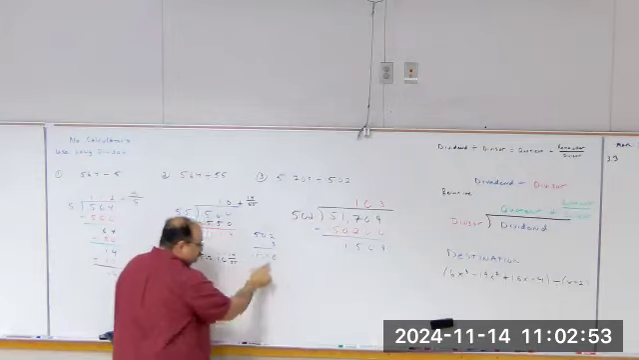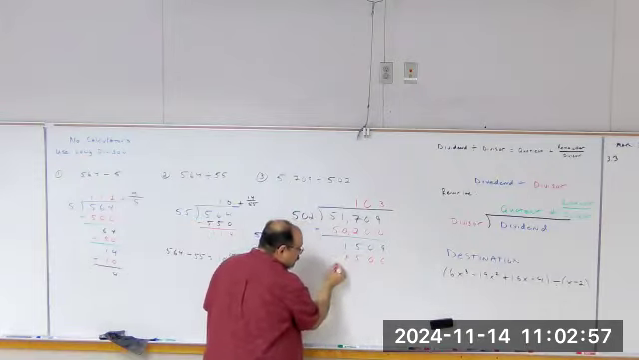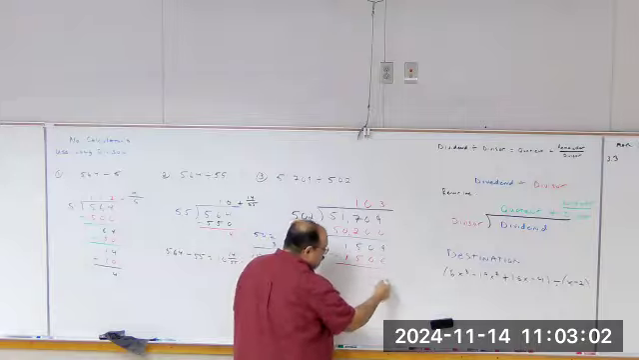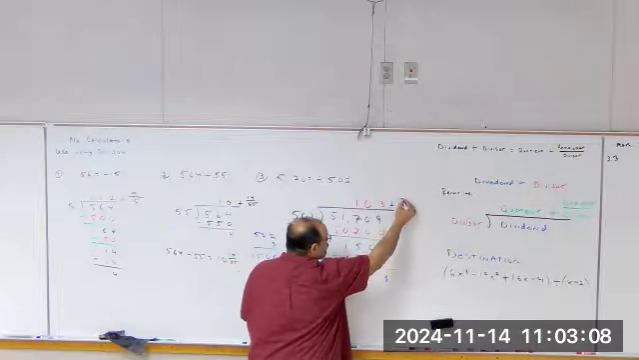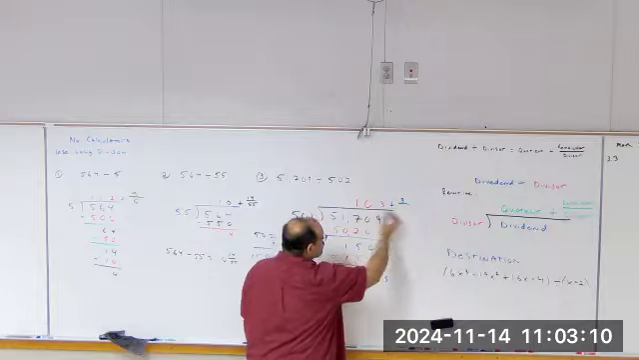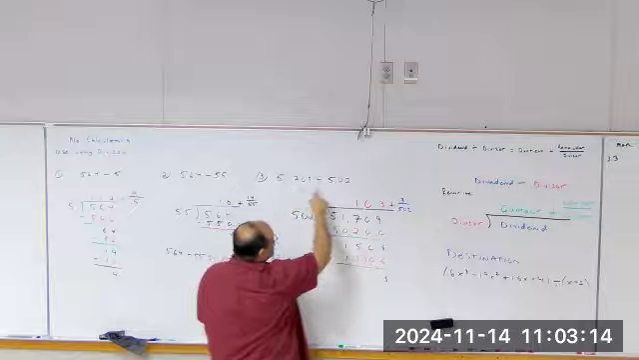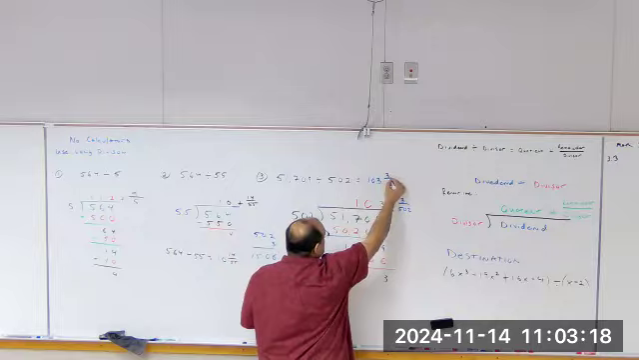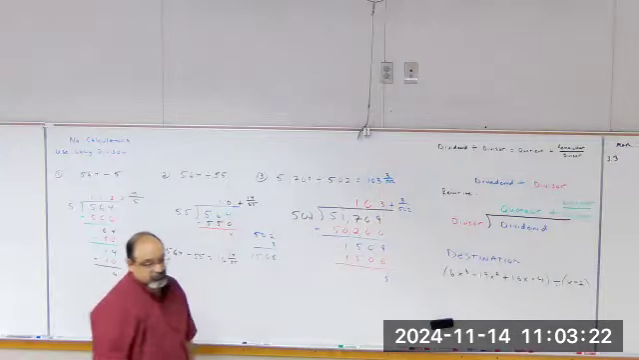3 times 502 is 1,506. And then we subtract. And we get 9 minus 6 is a 3. 0, 5 minus 5, 1 minus 1. Remainder is 3. So plus 3 over 502. So this divided by that is 103 and 3 over 502.